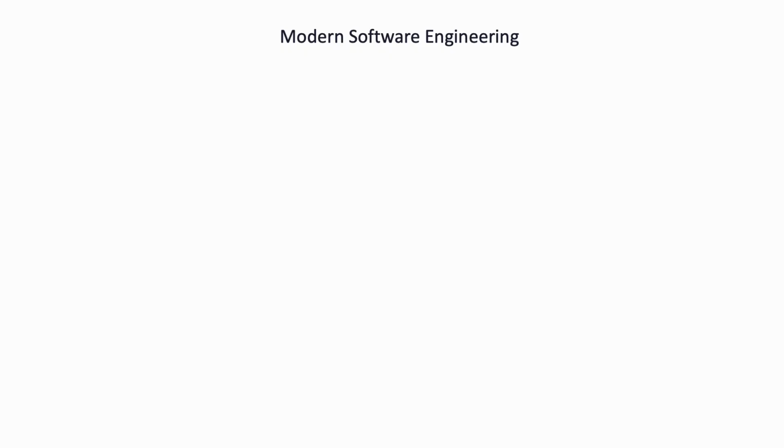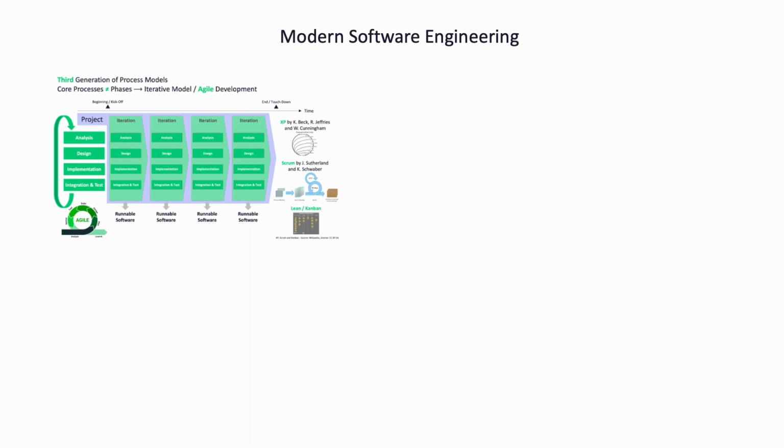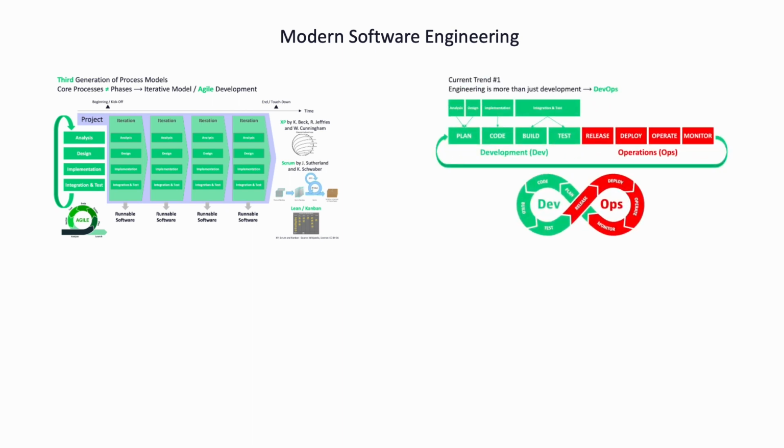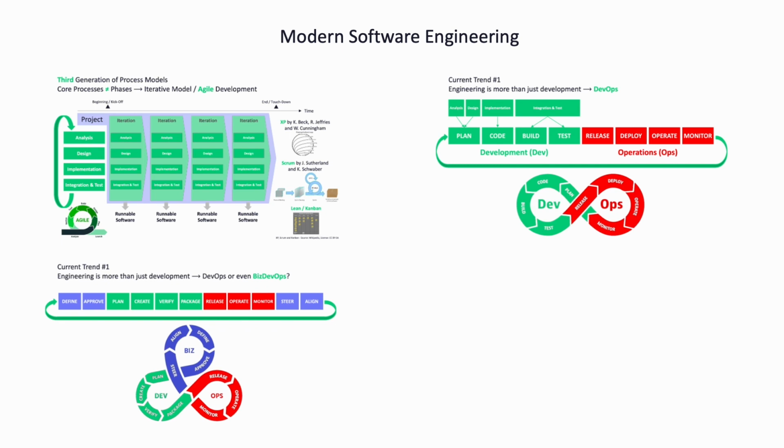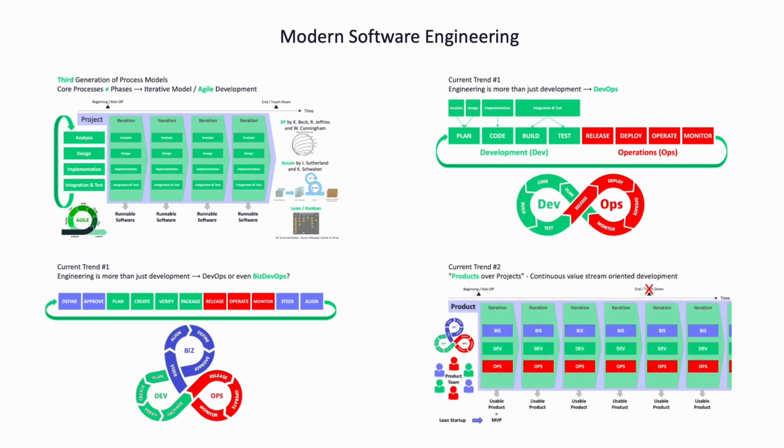We remember, in the previous video introducing software engineering, we showed how the discipline evolved into what we would now call modern software engineering. Iterative and agile software development, the interlinking of development processes with operations and also with the business, and the approach of continuous value stream-oriented development of digital products.